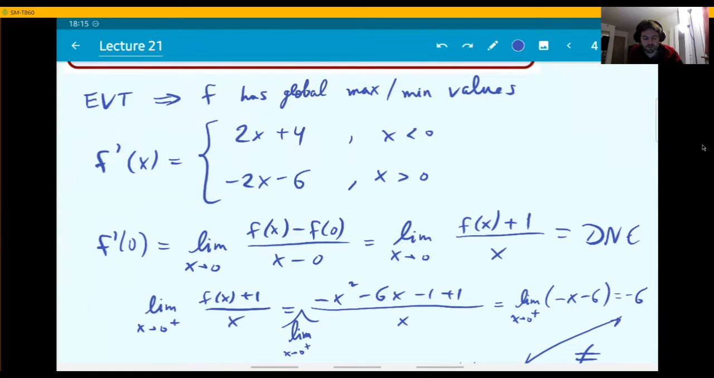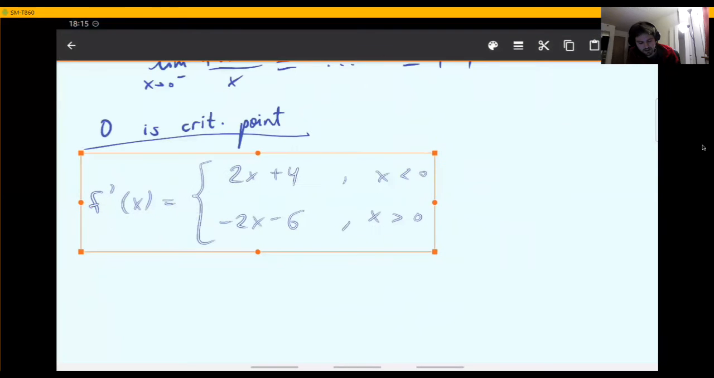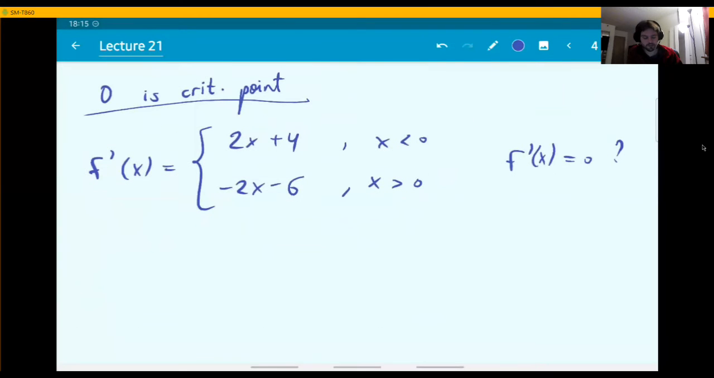So for example, now, let's remember this formula. Maybe I copy it down. This is f prime. Let me copy this down. Okay. Let's find where f prime of x equals 0 now. We'll analyze the two separate pieces.